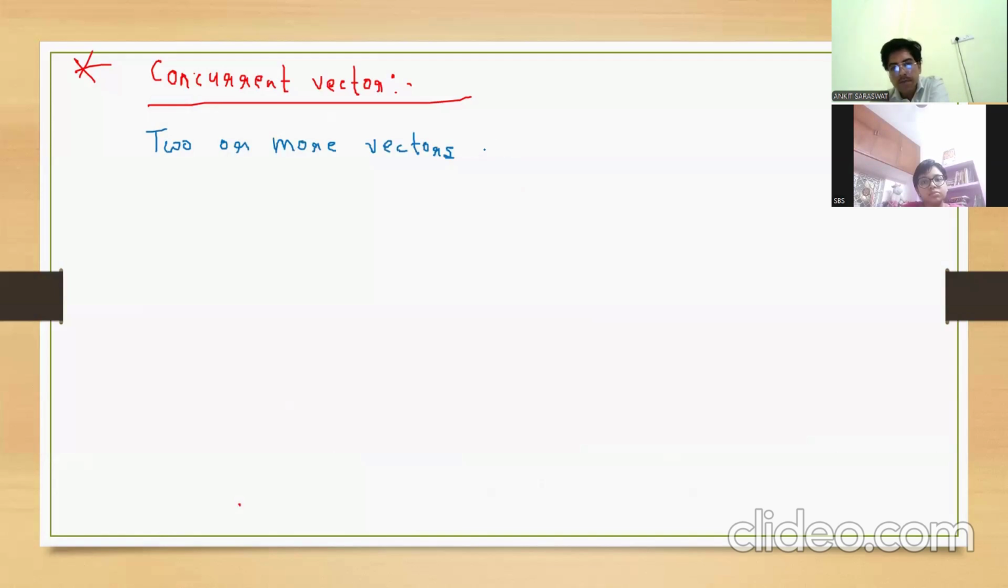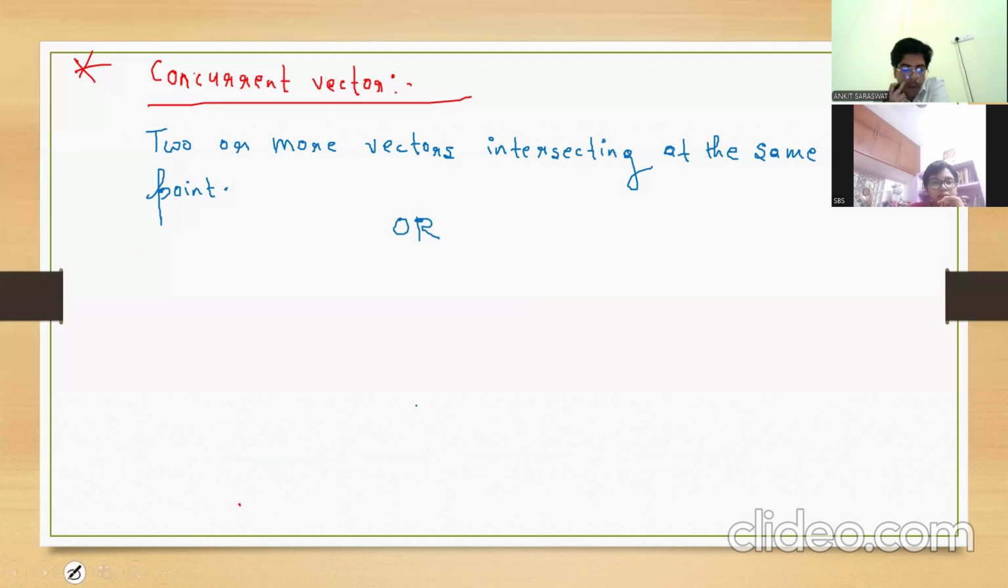Concurrent vectors: two or more vectors intersecting at the same point. Concurrent lines you have learned in maths. Yes, sir. Same thing is here, okay?